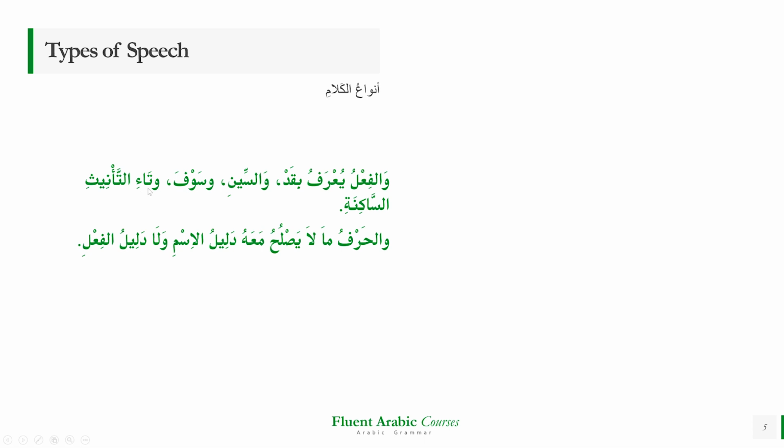Then finally we have the ta التأنيث الساكنة. This is the ta which shows the feminine form of the verb. If I say jalasa, you can add this ta and make it feminine and say jalasat. ذهبت, قامت, بكت. You can't add the ta ta'nis as-sakina to the end of a noun to make it feminine. So this is the final indicator of the verb.